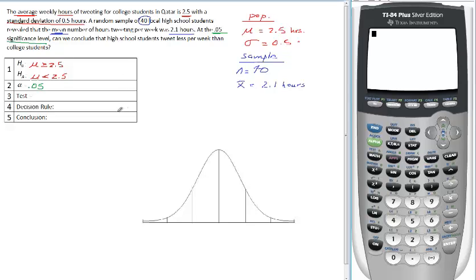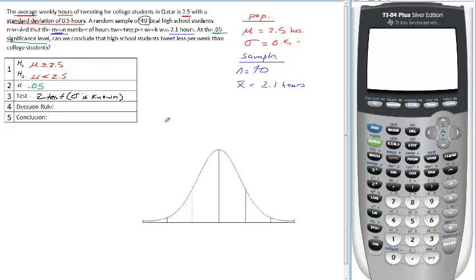Now, third step is decide the test. Well, a very important fact is we know the standard deviation of the population. We know sigma. See it there? And when you know sigma, that means we use a z-test. So when you know sigma, use z-test. So we're going to use a z-distribution or z-test, and if they ask you why, just say because sigma is known.